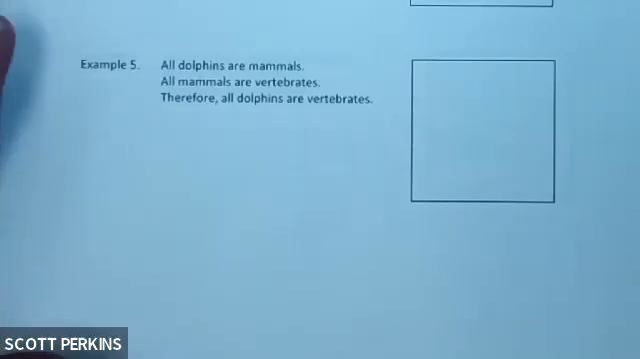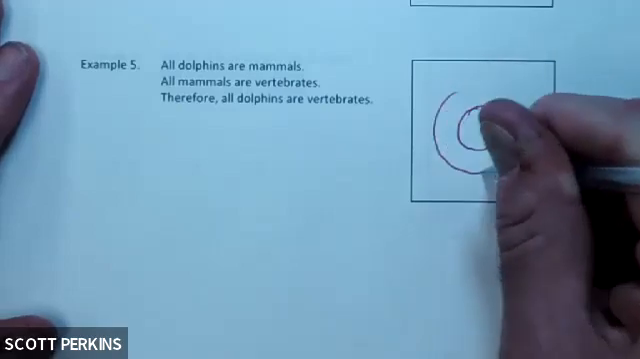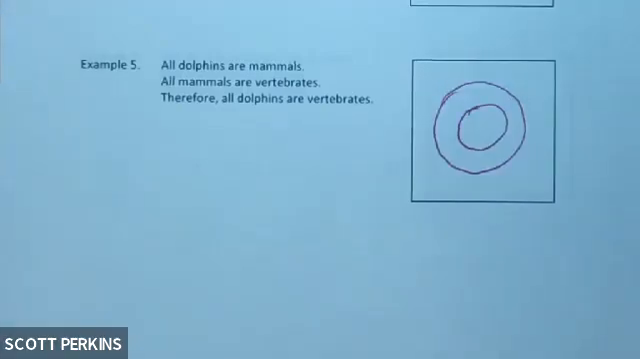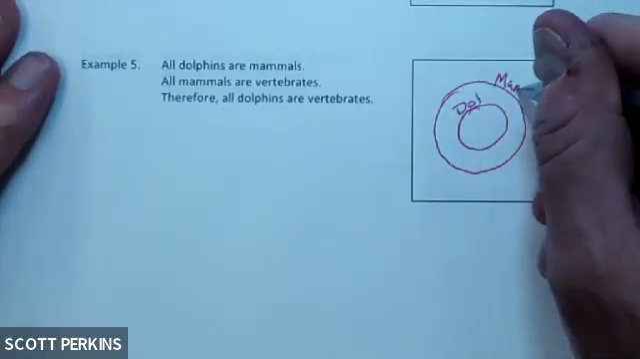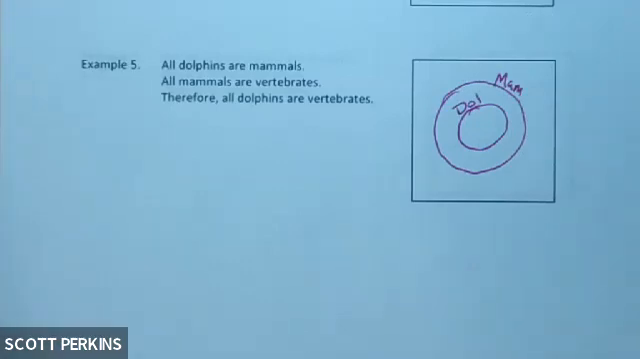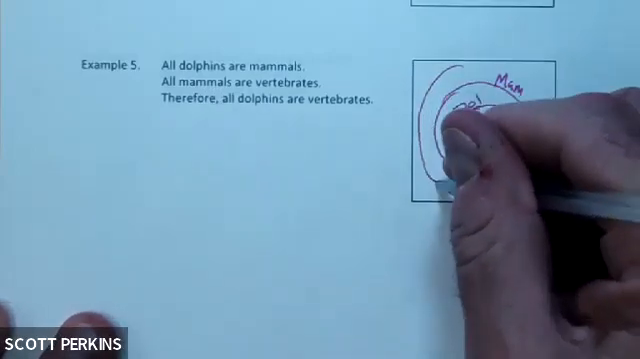So this one says all dolphins are mammals. So again, I need two circles, one inside the other. Which is the smaller circle? Yep, the dolphins are going to be inside the mammal circle. Great. The next one says all mammals are vertebrates. So it's an all statement. It's going to involve a circle for mammals and a circle for vertebrates. I already have a mammal circle there. So where am I going to draw the new circle? Does it go inside the mammal circle or outside the mammals? Outside, because according to this statement, the mammals should be the smaller circle. Okay, so the vertebrates are going to go around.